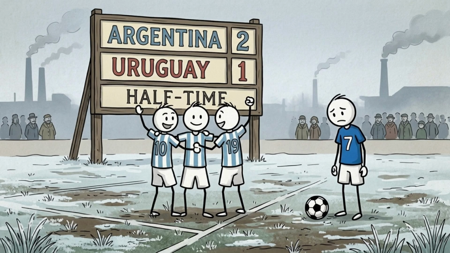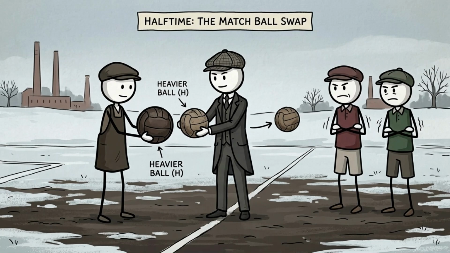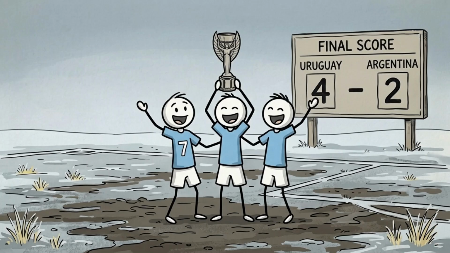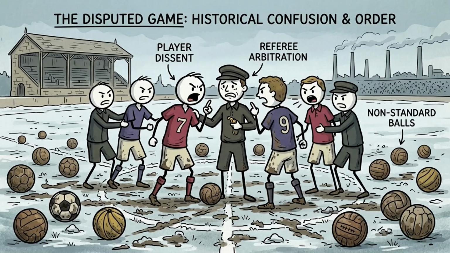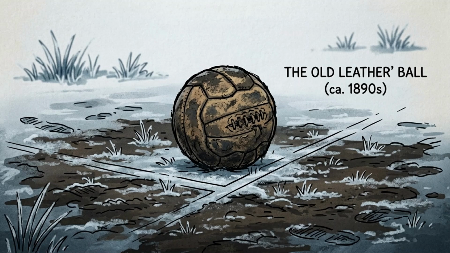With Argentina's ball, Argentina led 2-1 at halftime. Then they switched to Uruguay's heavier ball for the second half, and Uruguay scored 3 unanswered goals to win 4-2 and become the first champions of the world. The first World Cup final was, arguably, won by a halftime ball change, which tells you everything about how wild and improvised the football itself used to be.